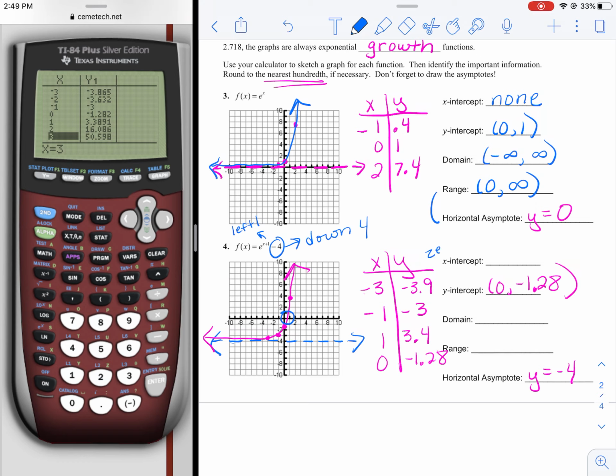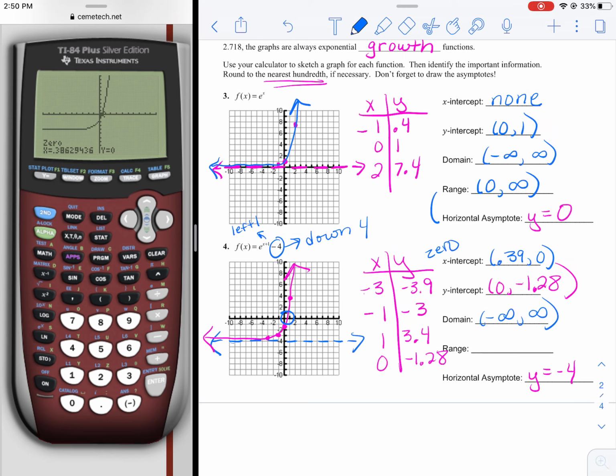Now, this one does have an x-intercept. It's right here. To find the x-intercept, you're going to find the 0. So go to your graph, hit second, calculate, and select number 2. You're going to pick a point on the left of the 0 and hit enter. Pick a point on the right of the 0 and hit enter. Pick a point in between, and so your x-intercept is 0.39, 0. Domain is negative infinity to positive infinity. Your range is negative 4 is the lowest value. It's not included, it's just above that, and then it's going to keep going to infinity.